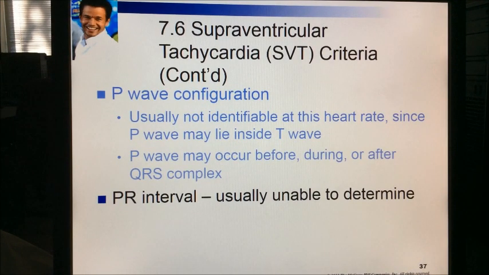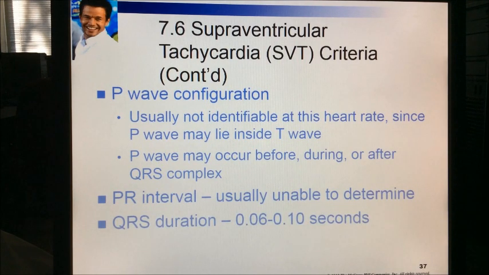P wave may occur before, during, or after the QRS complex. PR interval, you couldn't even see the P wave, so you're not going to be able to determine that. But remember, our QRSs are still normal. It's still triggering the ventricles to depolarize like they should. So the QRS duration is still 0.06 to 0.1, so it's still nice and normal.